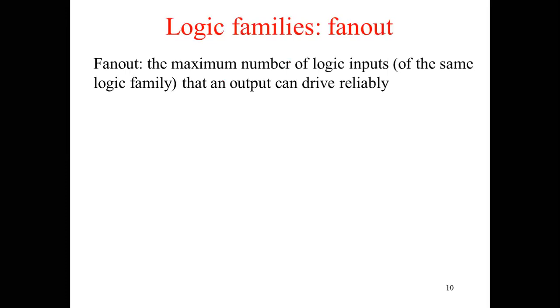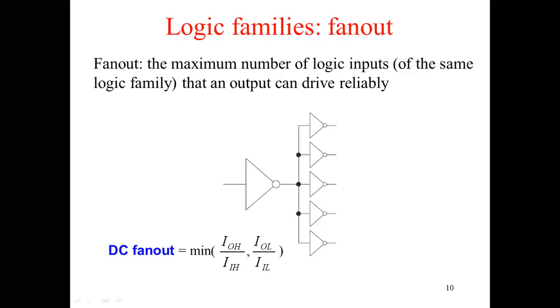Fan out is the maximum number of logic inputs that an output can drive reliably without any breakdown. So here is an inverter driving 1, 2, 3, 4, 5 inverters. So we can say that the fan out is 5. DC fan out equals the minimum of IOH upon IIH or IOL upon IIL. So depending upon the current, we'll find out the fan out of a logic gate so that it can drive more number of logic gates without deteriorating its performance.